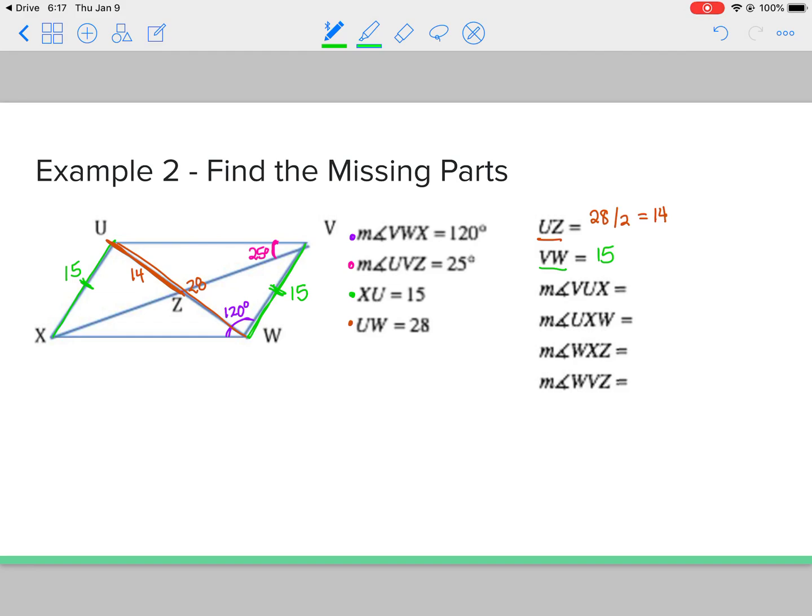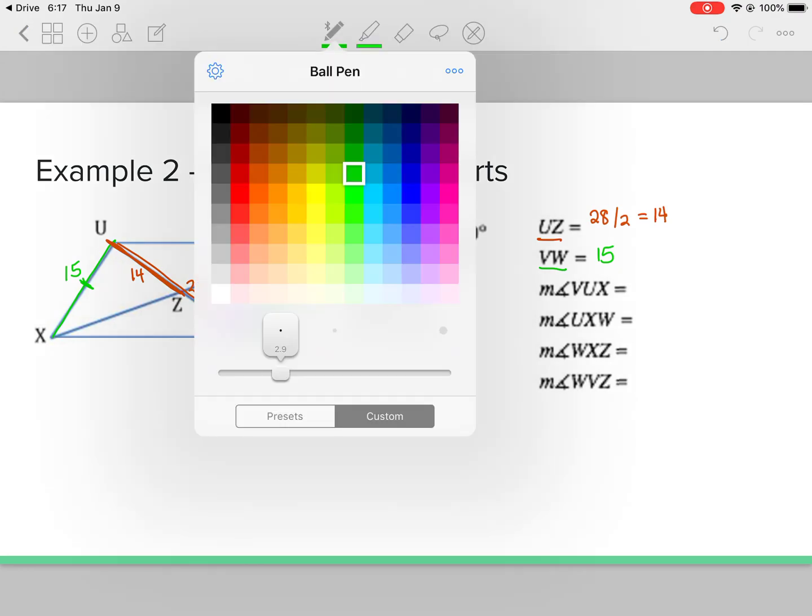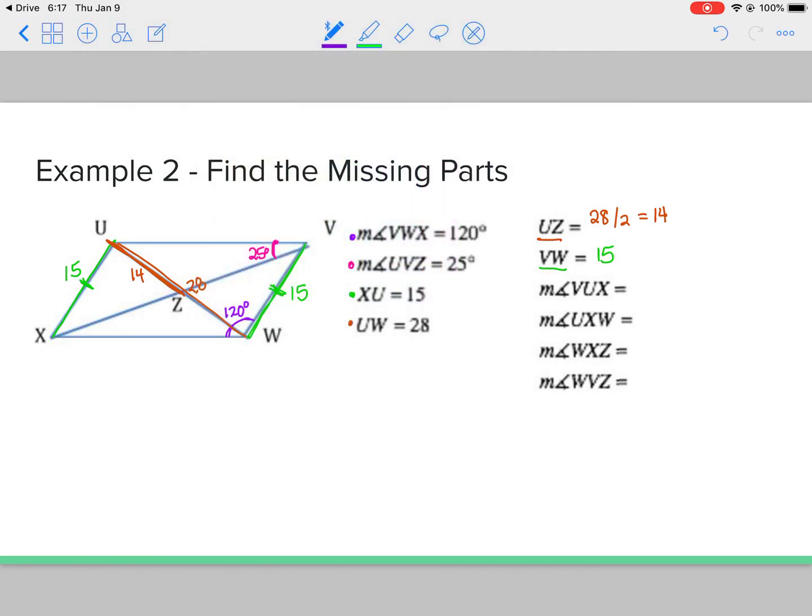Next, we want to find the measure of angle VUX. So VUX is the angle up in the top left corner. This angle is going to be congruent to the opposite angle, which is at W. So that angle is 120 degrees. That means that this angle up here will also be 120 degrees.